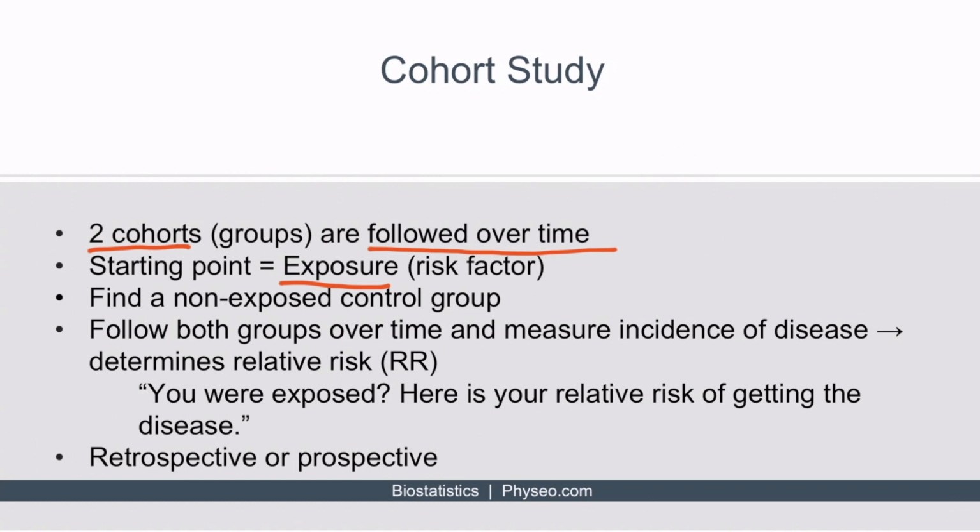After you have found the exposed group, you find a non-exposed control group. Then you follow both groups over time, and then you measure the incidence of the disease. And then you can determine the relative risk. In a nutshell, relative risk asks, you were exposed? Well, here is your relative risk of getting the disease. We talk about relative risk in section 9 of this chapter. Lastly, cohort studies can be performed in a retrospective or a prospective manner.